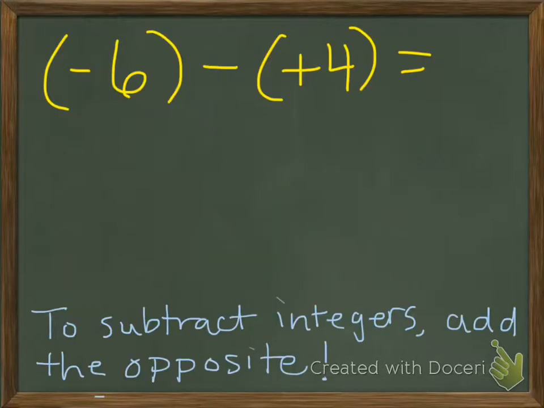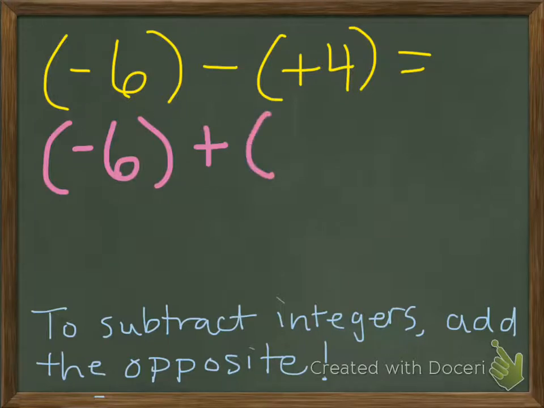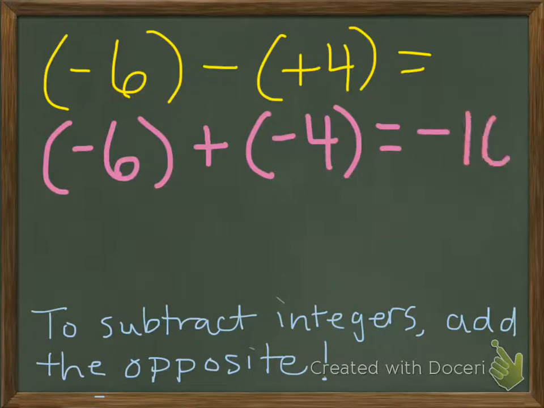Good, I hope you did it. Okay, so to subtract integers, we're going to add the opposite. So I'm actually going to rewrite these so that we can take a look at this a little more carefully as it's rewritten. So that means I'm going to take this negative 6 and I'm going to add, so forget about that, I'm going to change that to a plus sign, the opposite. So I'd be adding negative 4. My answer then is going to be negative 10.